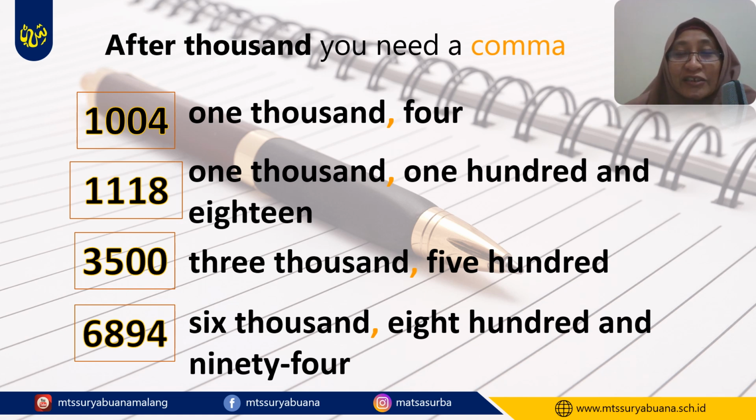Okay, pay attention to how we write the numbers. After thousand, you have a comma. But when you read it, you don't need to say the comma. Okay, directly say the number. 1,004. Okay, I hope this is clear for you.